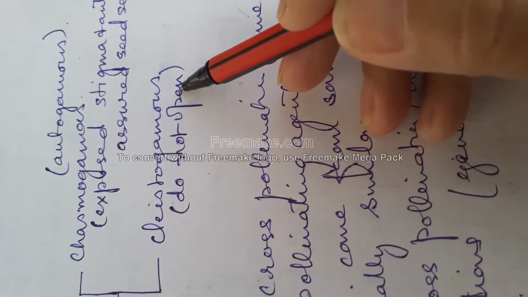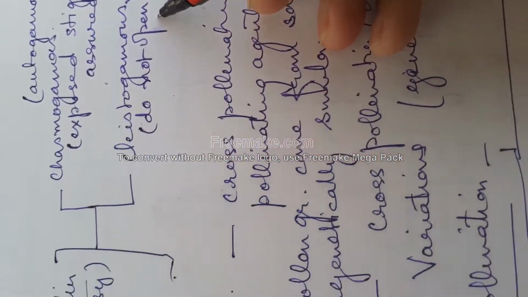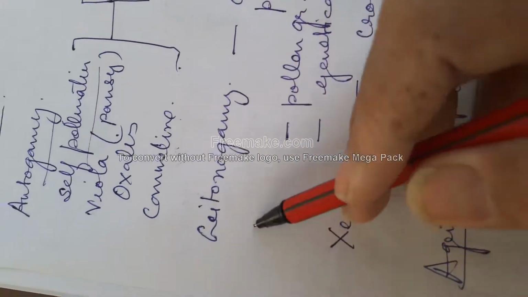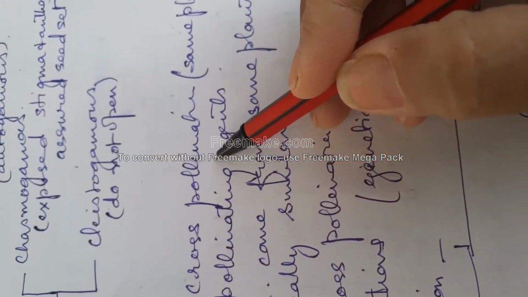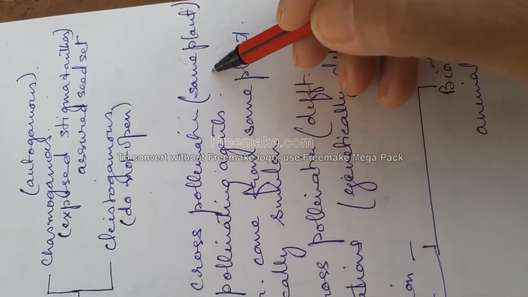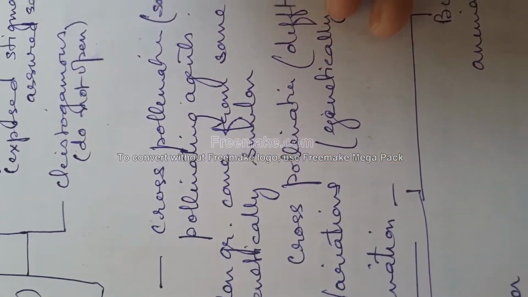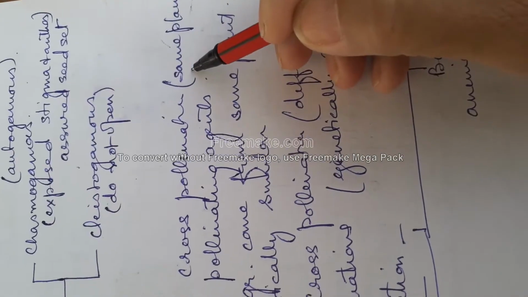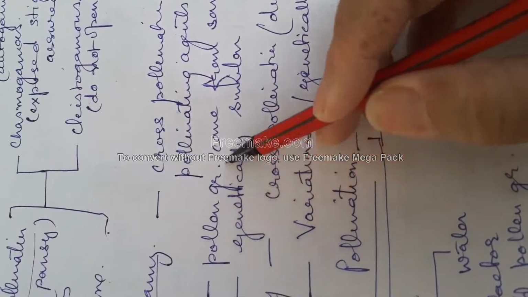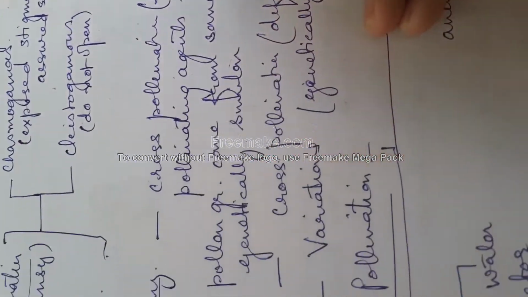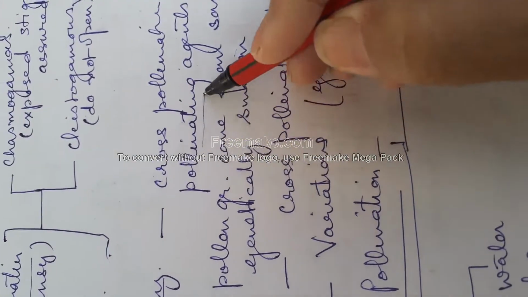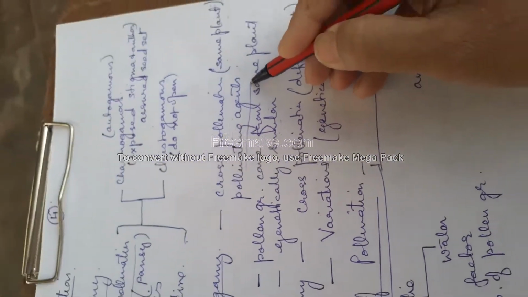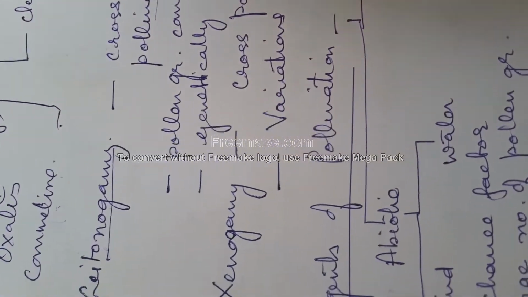And there are some flowers which are cleistogamous, which do not open at all. Now, geitonogamy is also a kind of cross pollination. You must have noticed that when cross pollination occurs in the same plant, that is called geitonogamy. The pollen grains come from the same plant, so they are genetically similar. This also requires pollinating agents, wind, insects, etc.